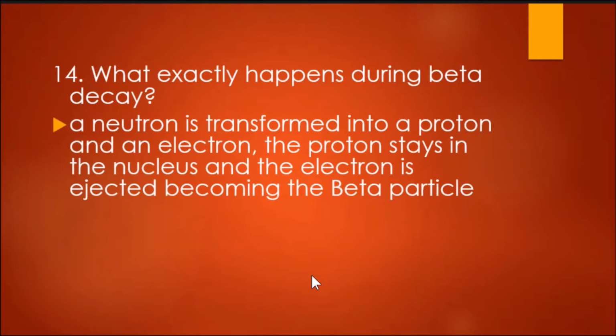So what exactly happens during beta decay? A neutron is transformed into a proton and an electron. The proton stays in the nucleus and the electron is ejected, becoming the beta particle.